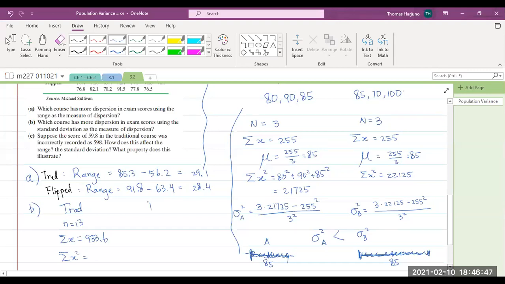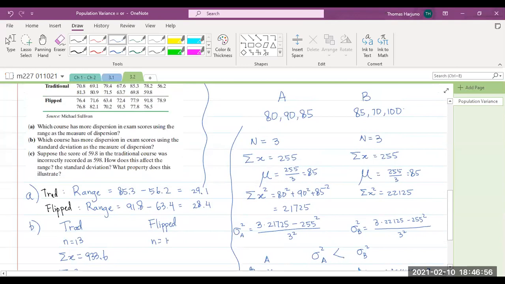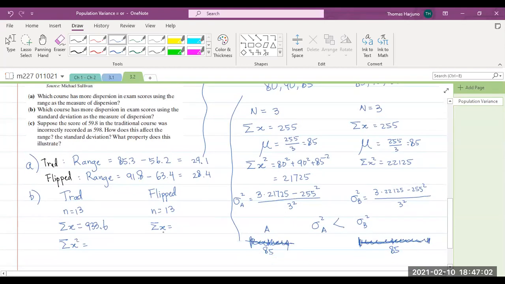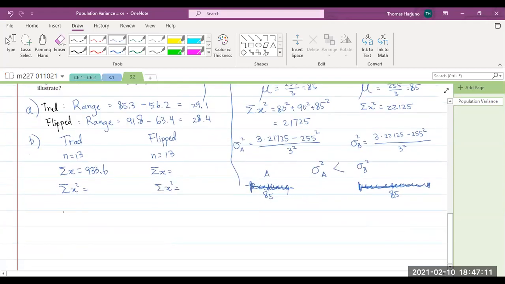Then for the flip class, you need to find the n. I think it's also 13, yeah. Okay, you need to find the sum of x, and then the sum of x squared. Now from there you compute the variance for each one of them. Actually, once you compare the variance, the result of which group is greater will give the same conclusion for the standard deviation.